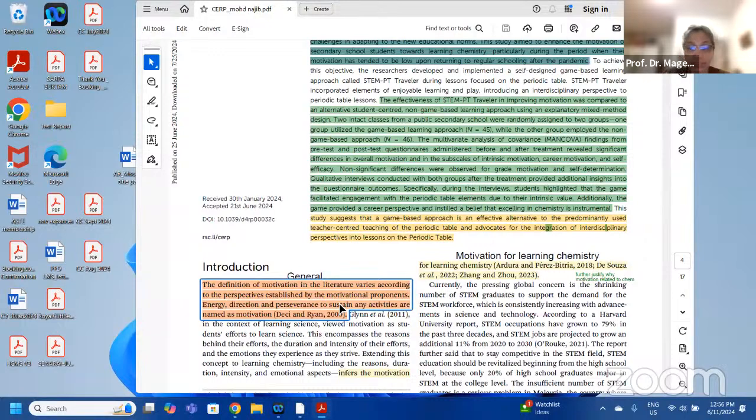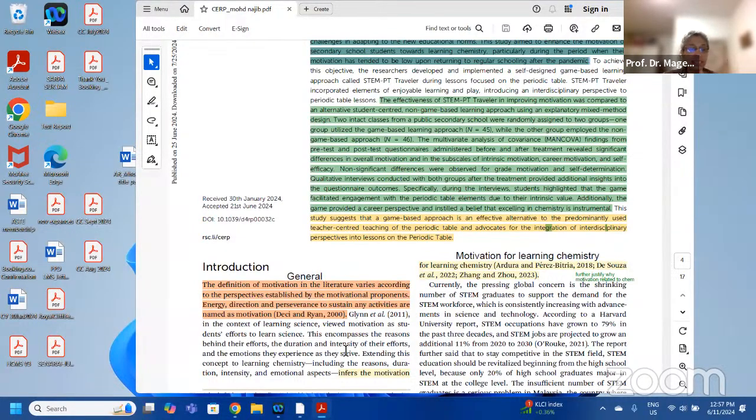So I started with something very general, the definition of motivation. After defining, okay, the definition is very general, then I narrow. So what is the definition that I'm going to use in this study? So I narrowed to Glynn. Deci and Ryan give a very general definition. I narrowed to Glynn. Now, why did I narrow to Glynn? Because Glynn's perspective of motivation is used in this study.